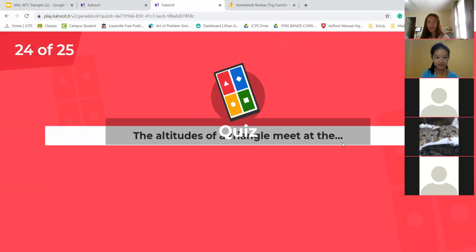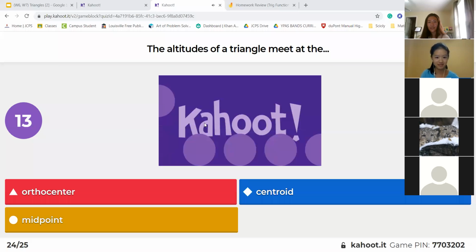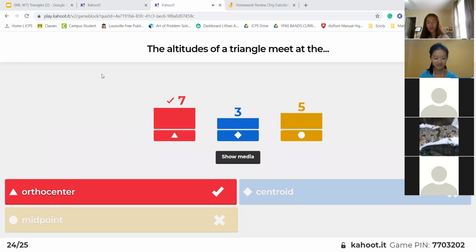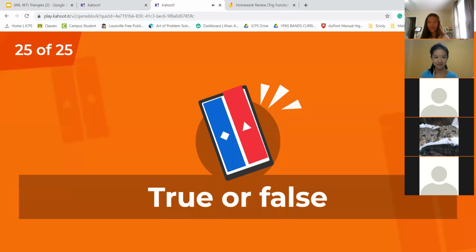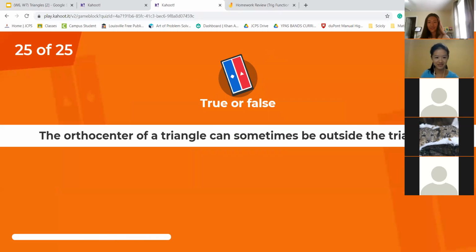Which one is the O one? The altitudes of a triangle meet at the orthocenter, red. For some reason, blue is endpoint, yellow is midpoint. I hit the button before it even showed the answer, but somehow I got it right. I think I got it wrong. Oh no, I got it right. Let's go. Okay, so I'm fifth. The orthocenter is where the altitudes meet. Could you skip this one? No! Yeah, okay, please.